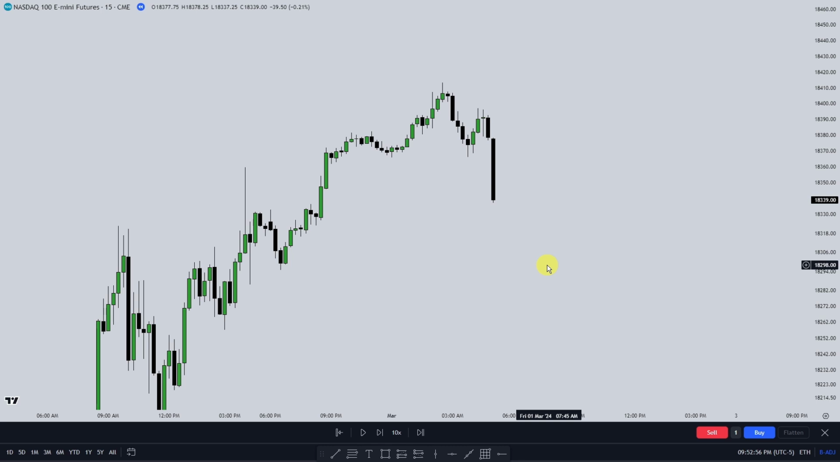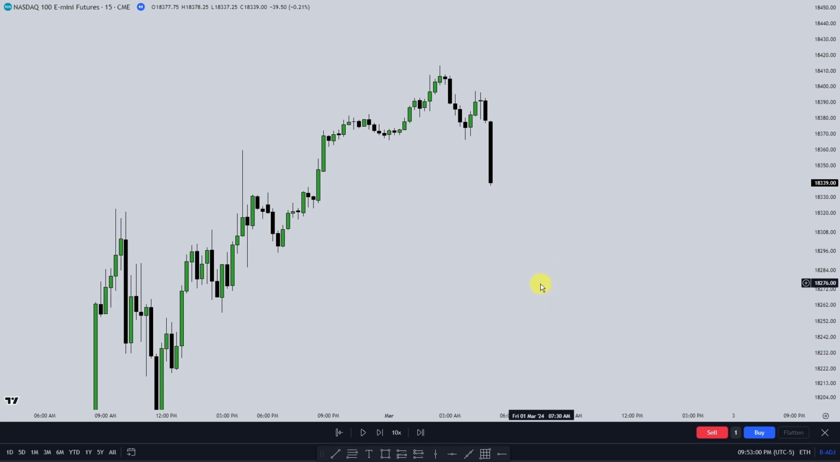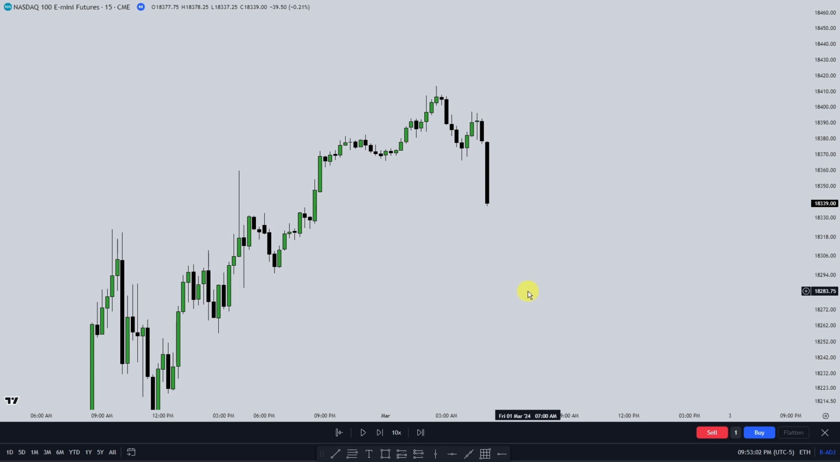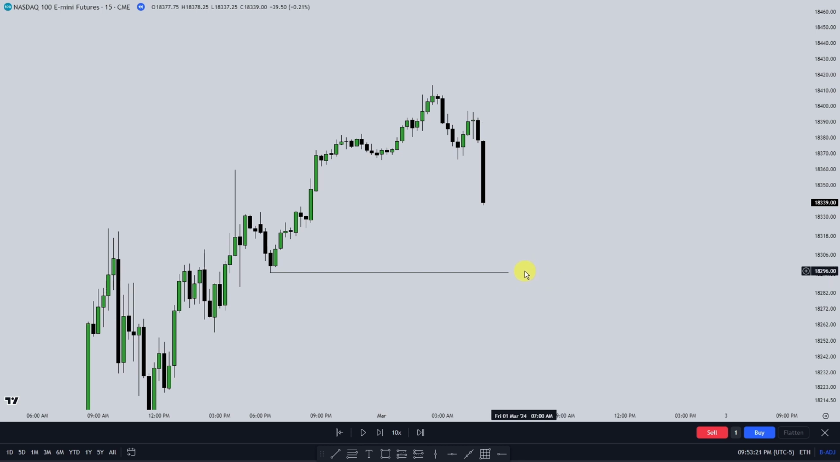So, the difference between a market structure shift and a liquidity sweep is displacement. You're going to ask yourself, was there displacement through this low? If there was, then that's a market structure shift. But if there wasn't, and there was no body closure above or below it, then it was most likely a liquidity sweep.